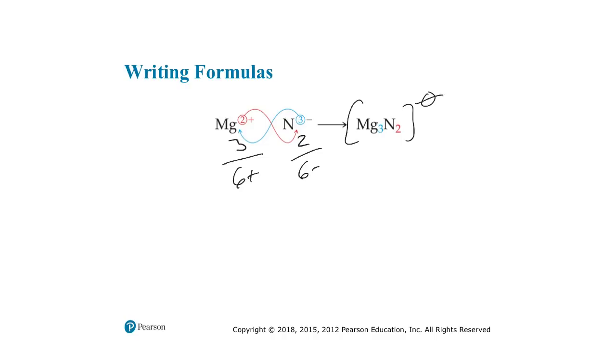It's really hard to build up charge. If you build up too much charge, you're going to have a lightning strike. So you're not going to see compounds exist with an overall charge. For a compound to exist, it has to be charge neutral. Okay, so magnesium nitride, Mg3N2. We can do a couple more examples.